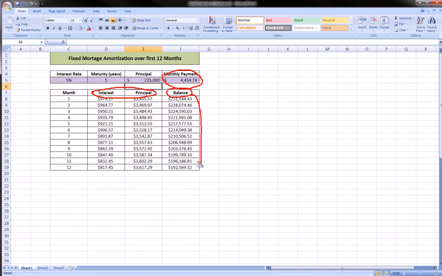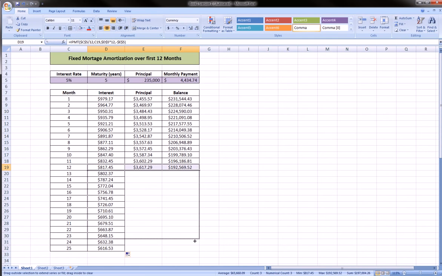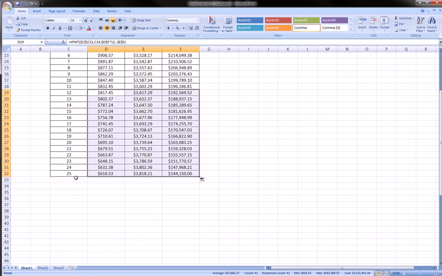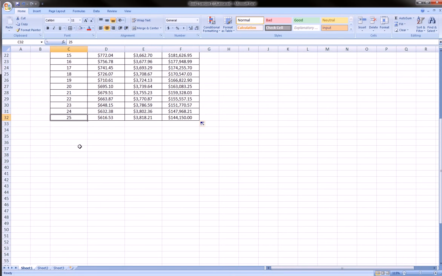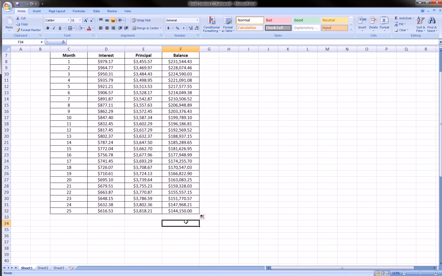where our balance is at. And I just did this for 12 months to keep it simple, but you can actually continue this on down as far as you'd like to the end of your loan, and see this out to the very end, and see that at the end you will in fact get to a principal of 0, which is where we all strive to get to.